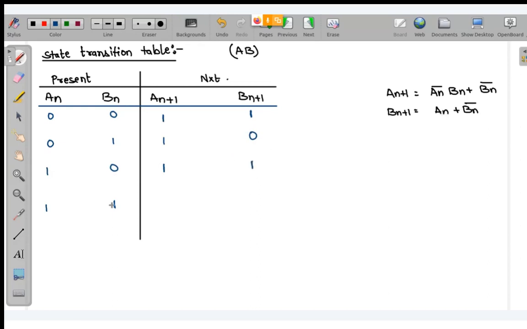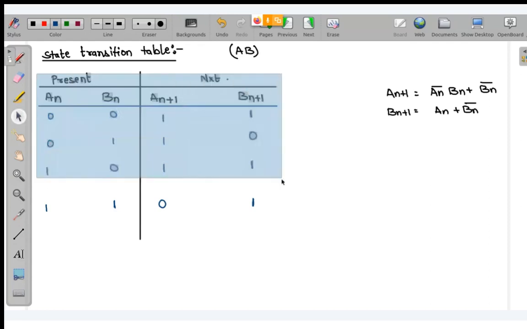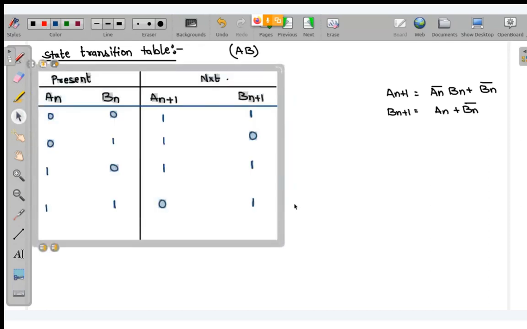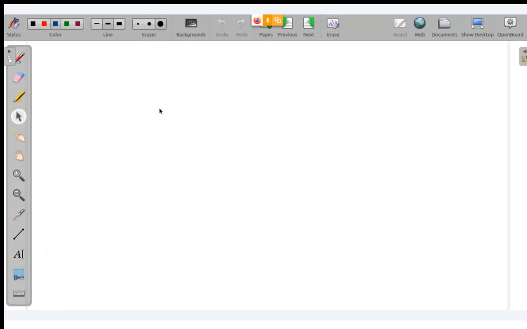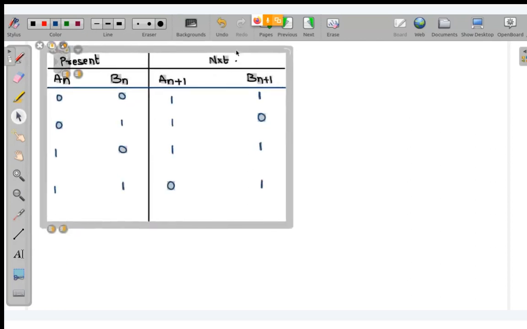So this is again coming back to 1, and if it is 1 1, then this is 0 and this will be 1. So you can see this is your state transition table. In the state transition table, you have the relationship or all possible combinations of present state and next state. This is one way you can draw, or else there is one more way. Look over here. Either you draw like this, or you can even draw like this.